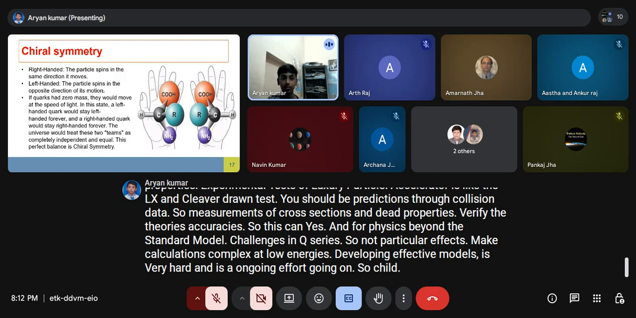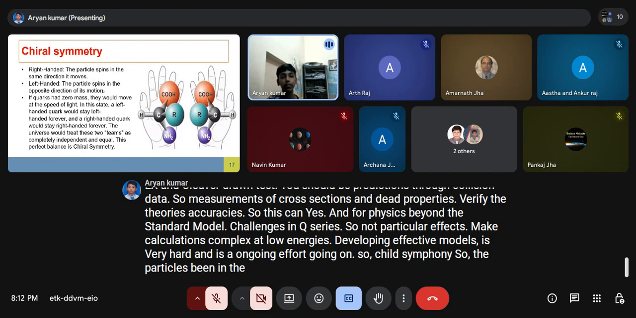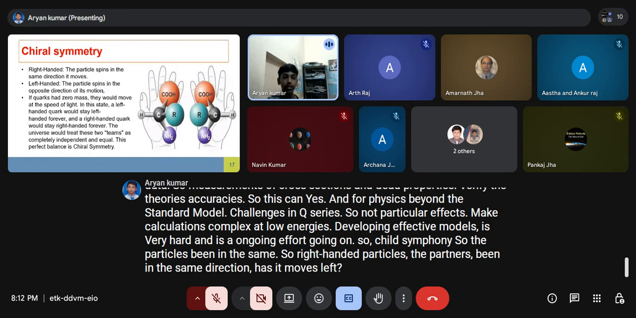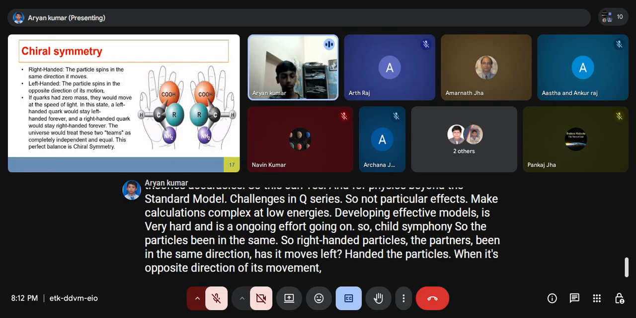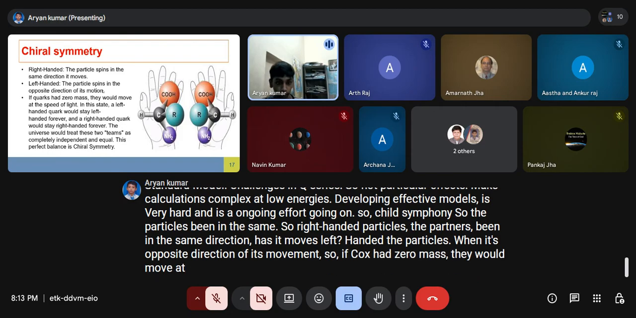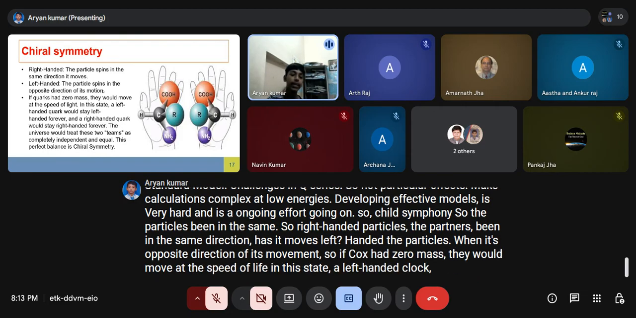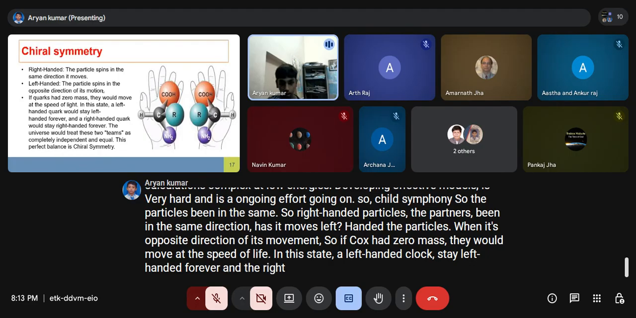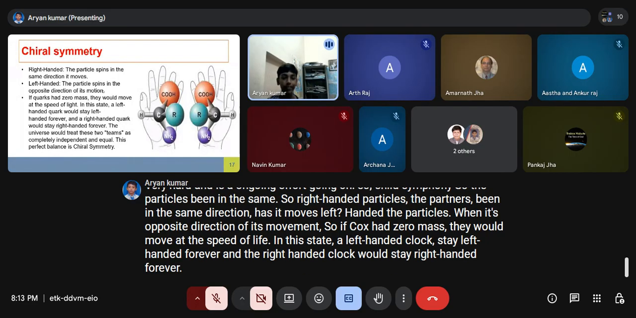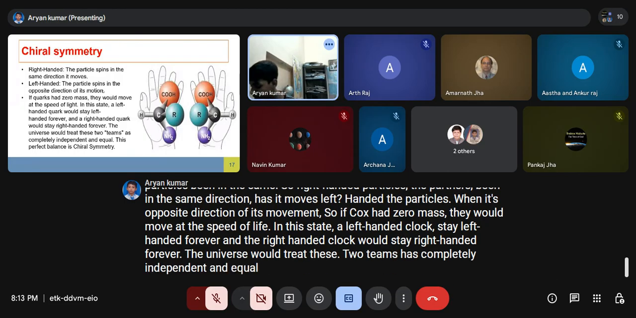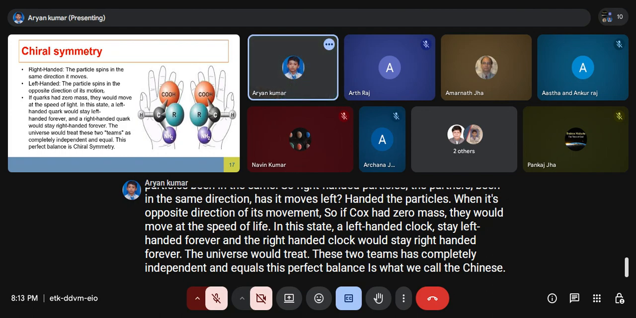So, chiral symmetry. Right-handed particles spin in the same direction as they move. Left-handed particles spin in the opposite direction of their movement. If quarks had zero mass, they would move at the speed of light. In this state, a left-handed quark would stay left-handed forever, and a right-handed quark would stay right-handed forever. The universe would treat these two teams as completely independent and equal. This perfect balance is what we call chiral symmetry.